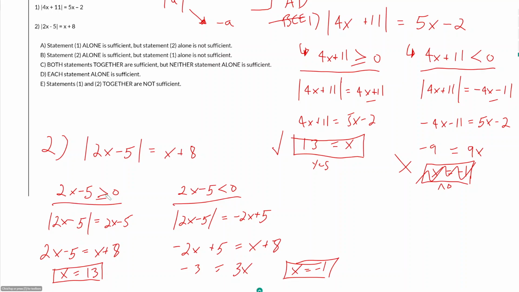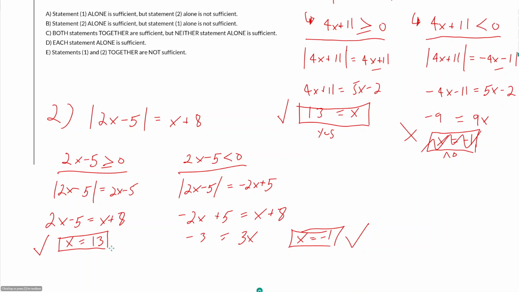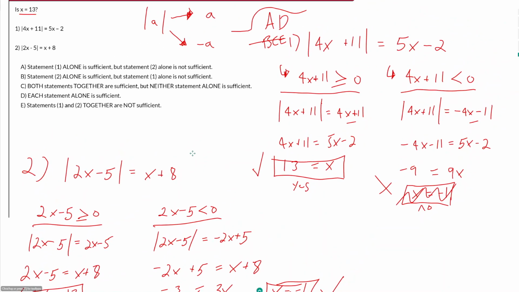So 2 times 13 minus 5, that is greater than or equal to 0. So this works. What about here? X is equal to negative 1. So 2 times negative 1 minus 5 is equal to negative 7, which is less than 0. So this side also works. Now, what does that mean? That means the second statement is actually insufficient because we get 2 legitimate possibilities for x. X could be 13 or x could be negative 1. Whereas in the first statement, x equals negative 1 was erroneous. And so statement 2 is insufficient for A.